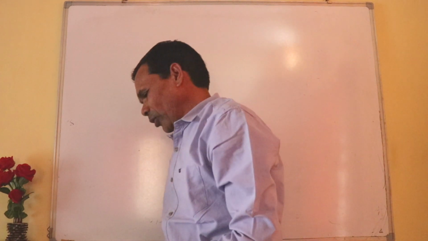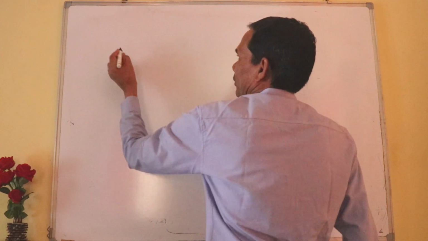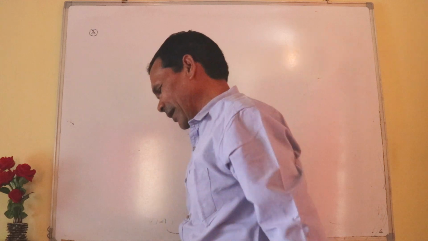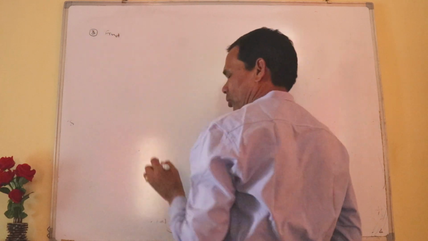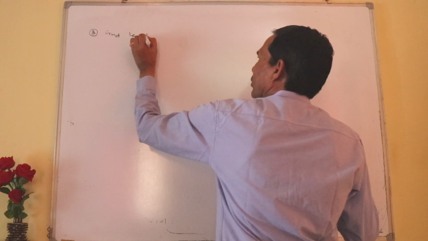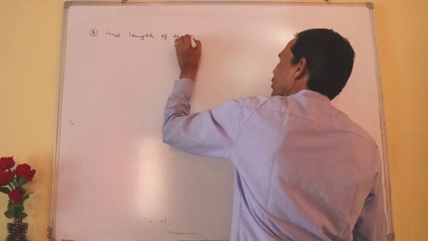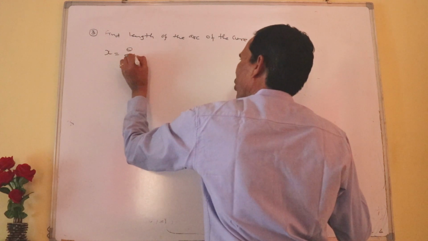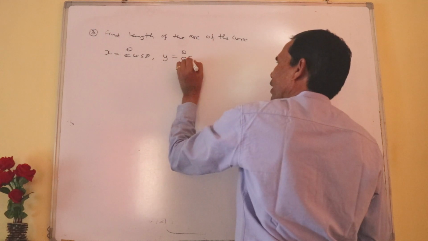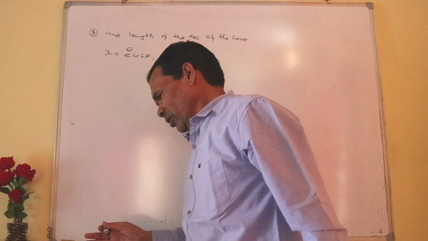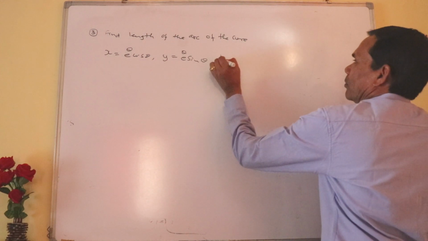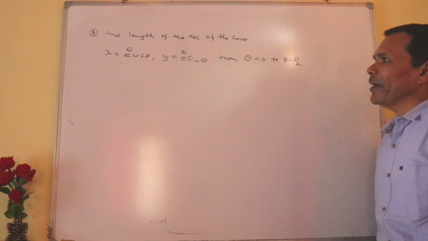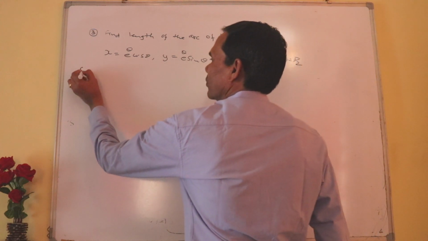Now similarly, suppose you are having a problem like this. Problem number 3, where we take one parametric equation. Find the length of the arc of the curve x is equal to e raised to theta cos theta, y is equal to e raised to theta sin theta, from theta is equal to 0 to theta is equal to pi by 2, where theta is the parameter. These are parametric equations of some curve.